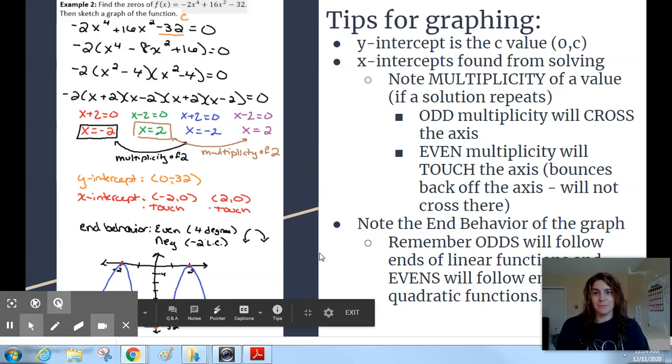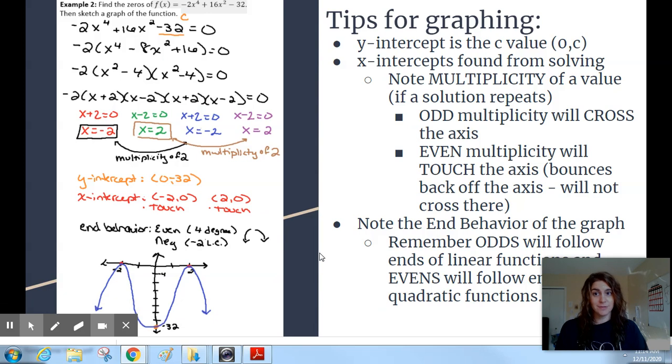And again, you can see how I went through this full problem here. Started by finding the zeros. I ended up having both solutions having a multiplicity. X equals -2 and x equals 2 both appear twice. So that tells me it's going to touch.